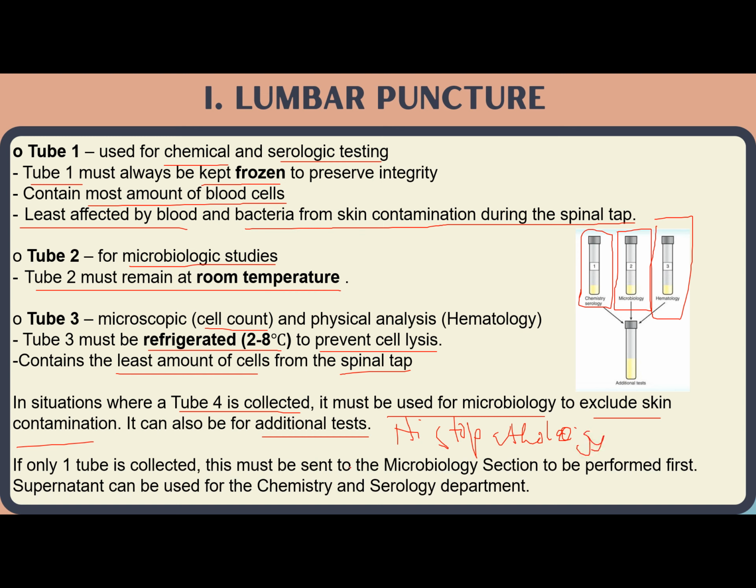Now, if only one tube is collected, class, this must be sent to the microbiology section. Let's say, class, that the doctor had difficulty in collecting CSF and was only able to collect 7 ml of CSF. This can only be used for one tube. So what must be done, class, is that the only tube must first be processed in microbiology, followed by centrifugation, and the supernatant can be used for the chemistry and serology department. So again, class, if there is only one tube or a limited amount of CSF sample, microbiology should test first, followed by chemistry and serology using the supernatant.